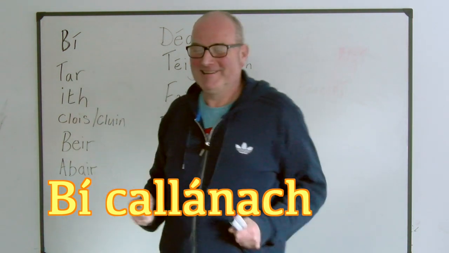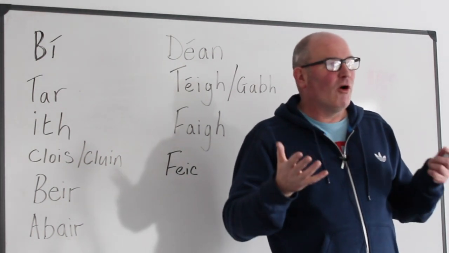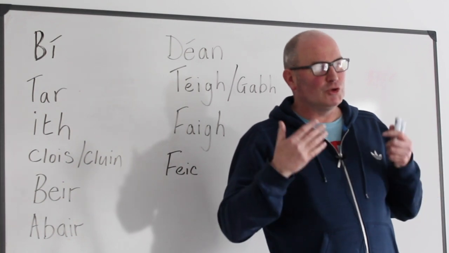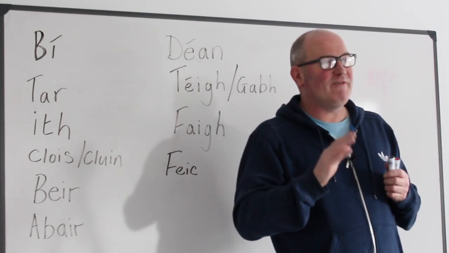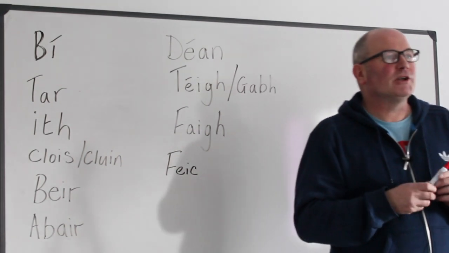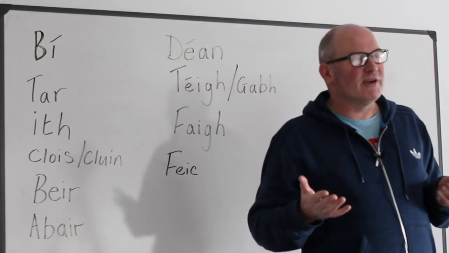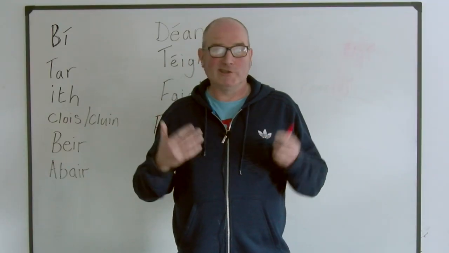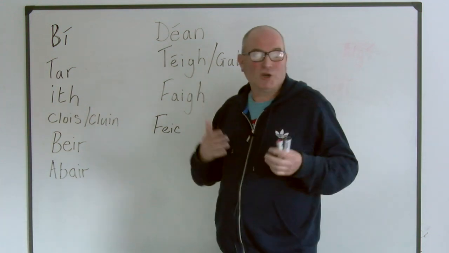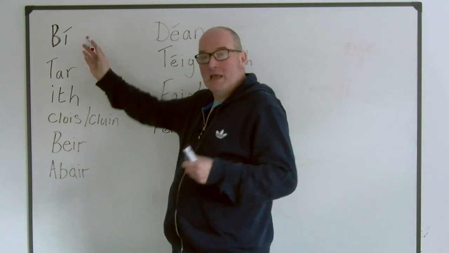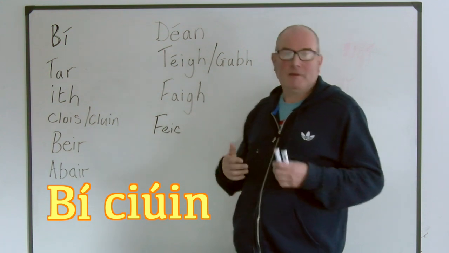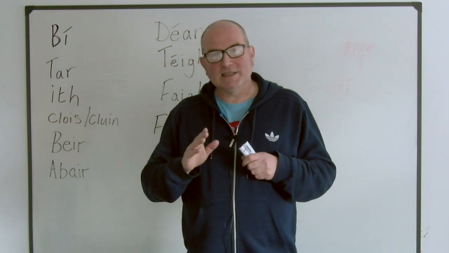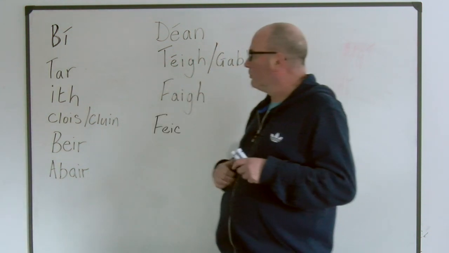There's a lot of bí. You can use this form of the verb when giving orders or when telling somebody to do something, and things like that. So it's very, very useful, especially if you're starting to learn the language with your children or with your family. Often you have to tell children what to do and give them orders. Sounds very authoritative, but sure, we have to do that every day. So we're talking about bí ciúin, be quiet, bí séimh, be gentle. So you can use that in lots of different ways. Let's go through some of the other ones.